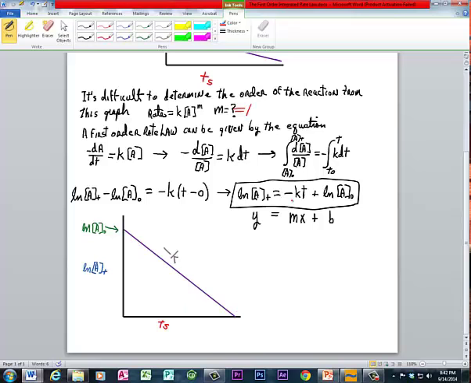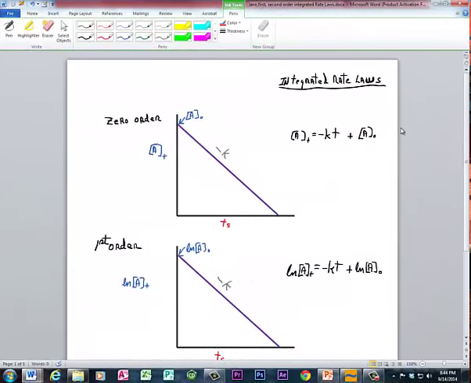And not only that, look what we have for the slope. The slope is the negative of the k. So for a first order reaction, plotting the log of A at time t, we get the y-intercept as the log of A naught, the initial concentration, and then a straight line with a negative slope, which is equal to the minus of the rate constant k. Now you might be wondering, is there an integrated rate law for other reactions?